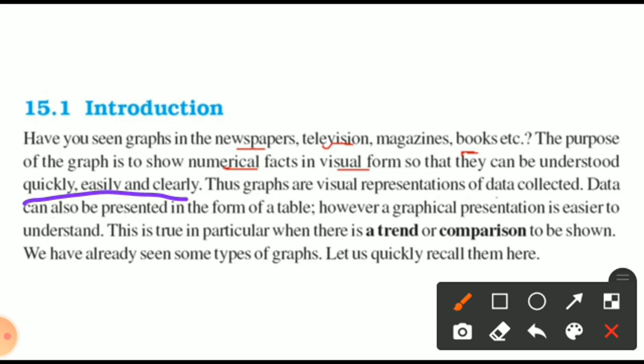These graphs are visual representations of data collected. Data can also be presented in the form of a table. However, a graphical representation is easier to understand. This is true in particular when there is a trend or comparison to be shown. We have already seen some types of graphs. Let us quickly recall them here.